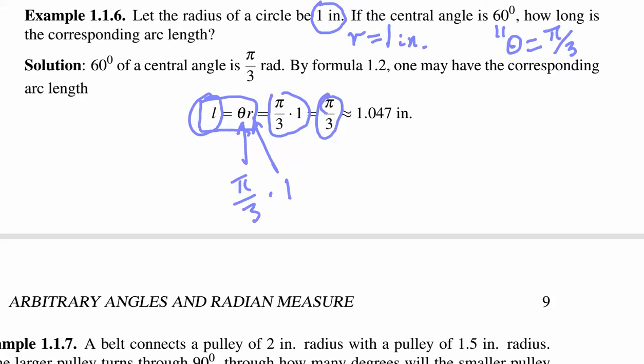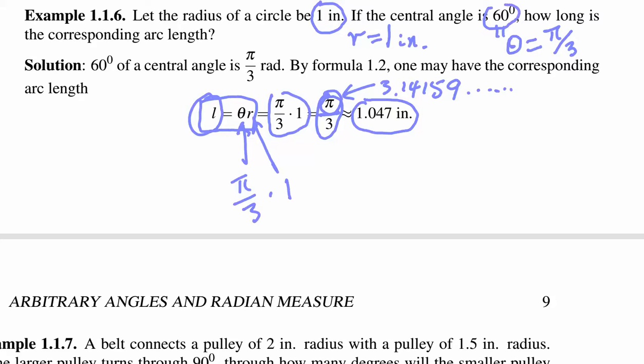Again, pi is approximately 3.14159 and something more. So basically pi divided by 3 is approximately 1.047 inches.